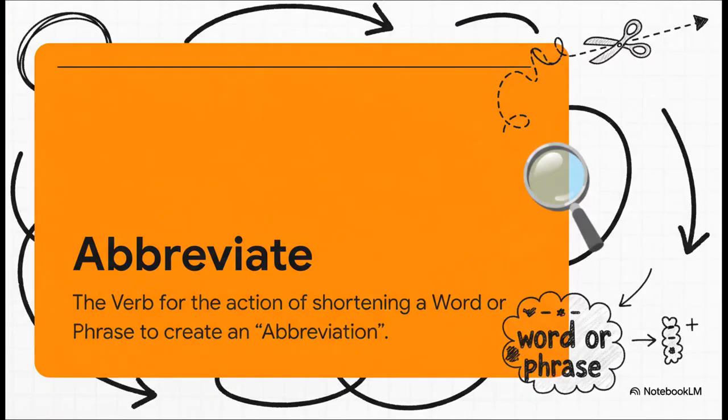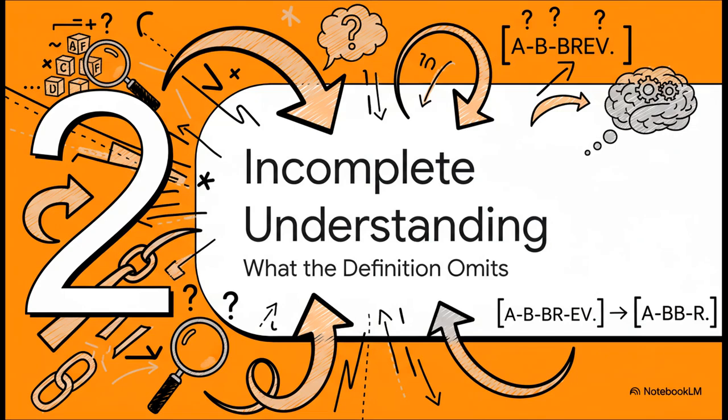Traditional grammar defines abbreviate as the verb referring to the action of shortening a word or phrase to create an abbreviation. Now, while this definition is factually correct, it is also fundamentally incomplete. You see, it describes the outcome, but it gives us no insight into the process itself. This very incompleteness brings us directly to our second section, where we will explore what this basic definition misses and why a deeper analysis is truly necessary for a full understanding.